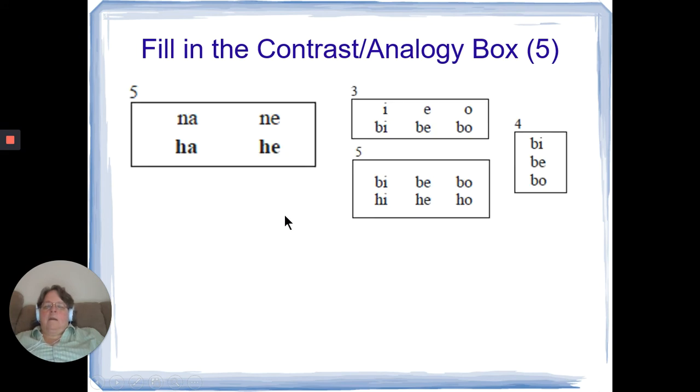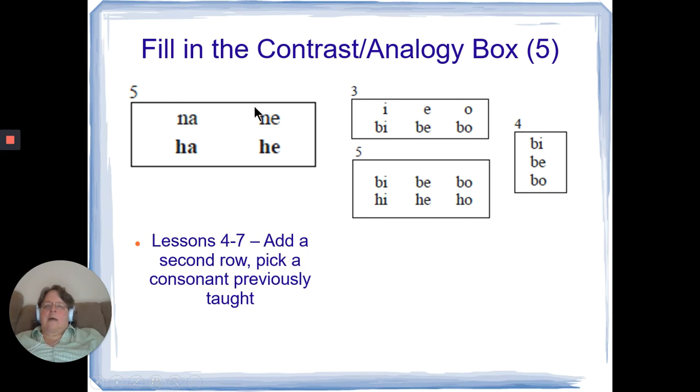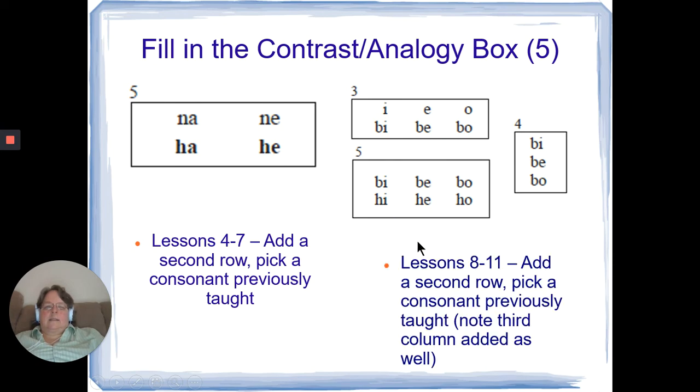Now, as we go on in our lessons, you can see here in lessons 4 to 7, we're going to add a second row with a different consonant that we've already taught. So a consonant from a previous lesson, most likely. Then, in lessons 8 to 11, remember in lesson 8, we've added our third vowel here. So we repeat this. We repeat it here in box 4. We repeat it in the first row of box 5. And then we also add our second row with another consonant.